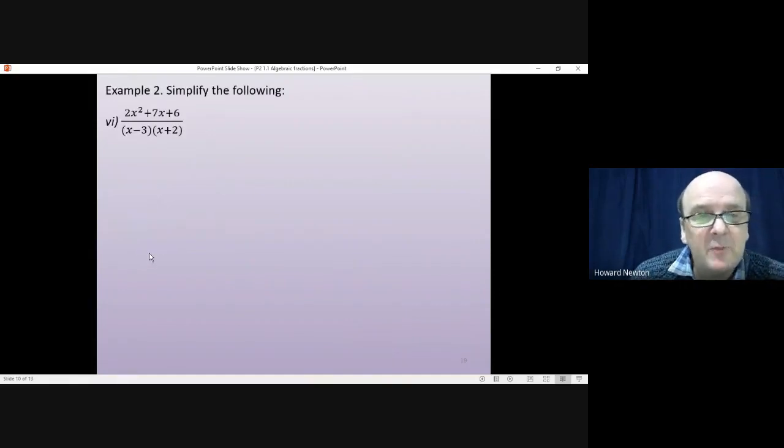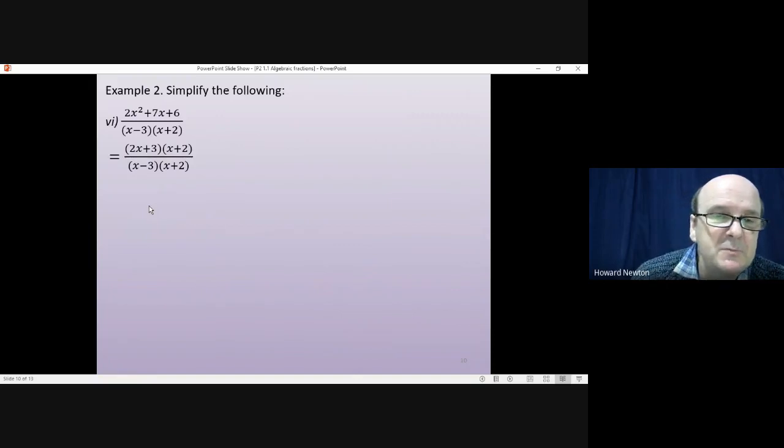Question 6, again, we can factorize the top, and that factorizes into 2x plus 3 times by x plus 2. Then we've got a common factor on the top and the bottom. Cancelling those will give us 2x plus 3 divided by x minus 3.